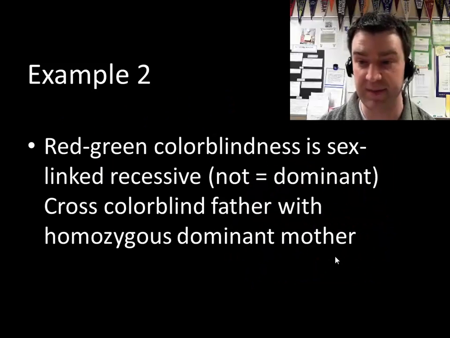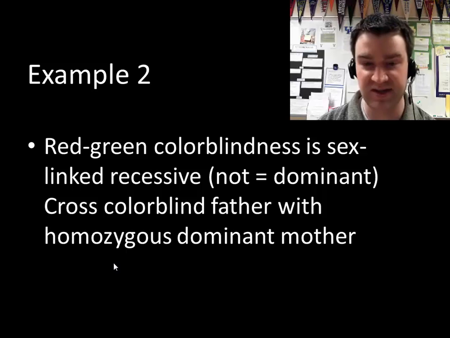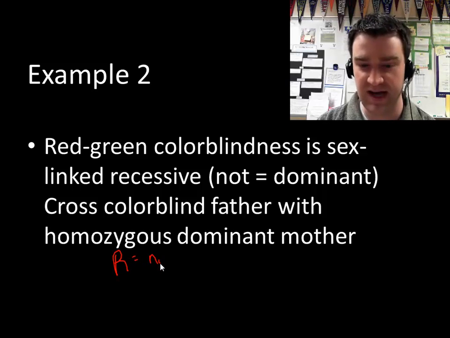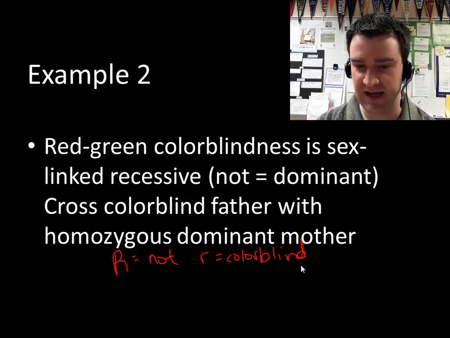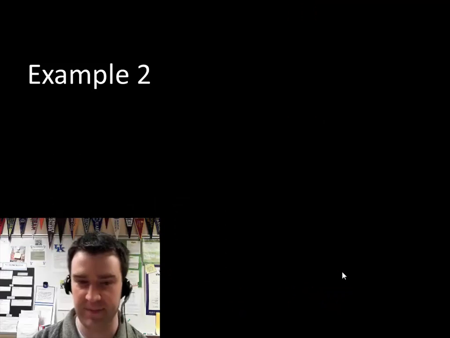So let's do a second example really quick. We could do red-green color blindness, which is also a sex-linked recessive trait in humans. So maybe capital R is not being colorblind, lowercase r is being colorblind. And let's cross a colorblind father, so he'd be XY. He only has one gene on his X, and if he is colorblind, it's recessive. And if mom is homozygous dominant, that means she has two X's and they're both capital R. So let's think about that Punnett square.